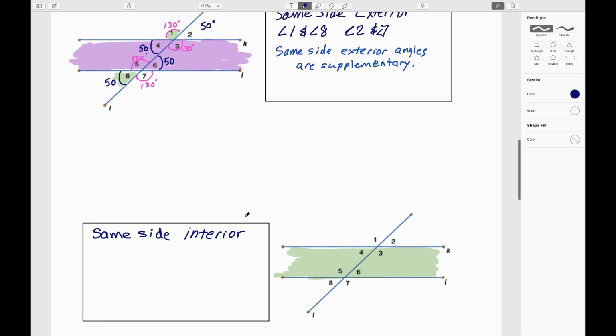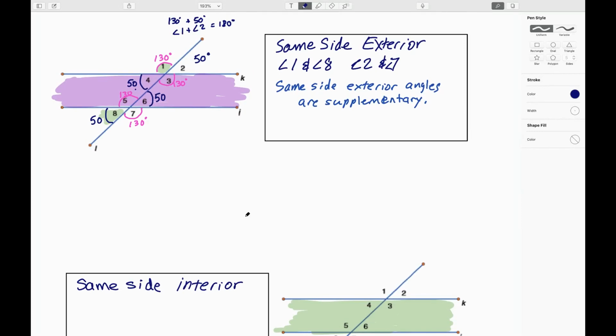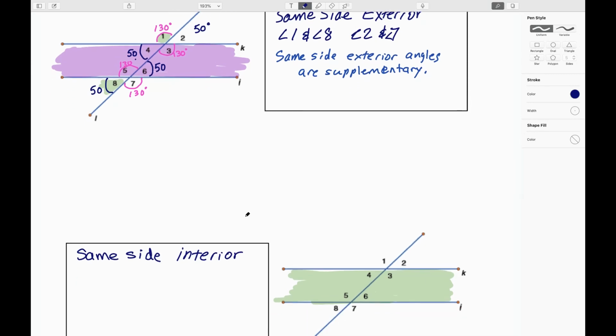Oh, well, let's go back up to this diagram. What happened to those same side interiors? 4 and 5. That was 50 and 130. So we see then that same side interior angles, and in fact, we don't even use an arc for that. So same side, and I'll just circle them. Interior angles. They get an acute and an obtuse. So immediately you should be thinking same side interior angles are supplementary.